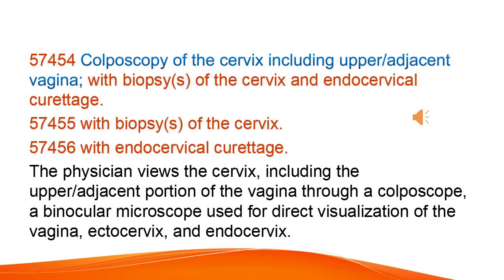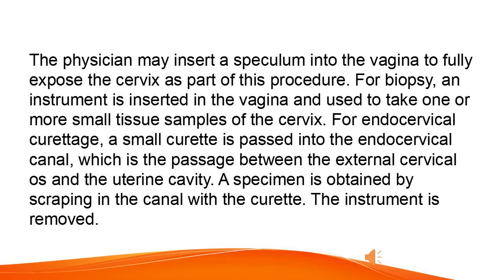Colposcopy of the cervix including upper/adjacent vagina, with biopsy(s) of the cervix and endocervical curettage. With biopsy(s) of the cervix. With endocervical curettage. The physician views the cervix, including the upper/adjacent portion of the vagina through a colposcope, a binocular microscope used for direct visualization of the vagina, ectocervix, and endocervix. The physician may insert a speculum into the vagina to fully expose the cervix as part of this procedure.